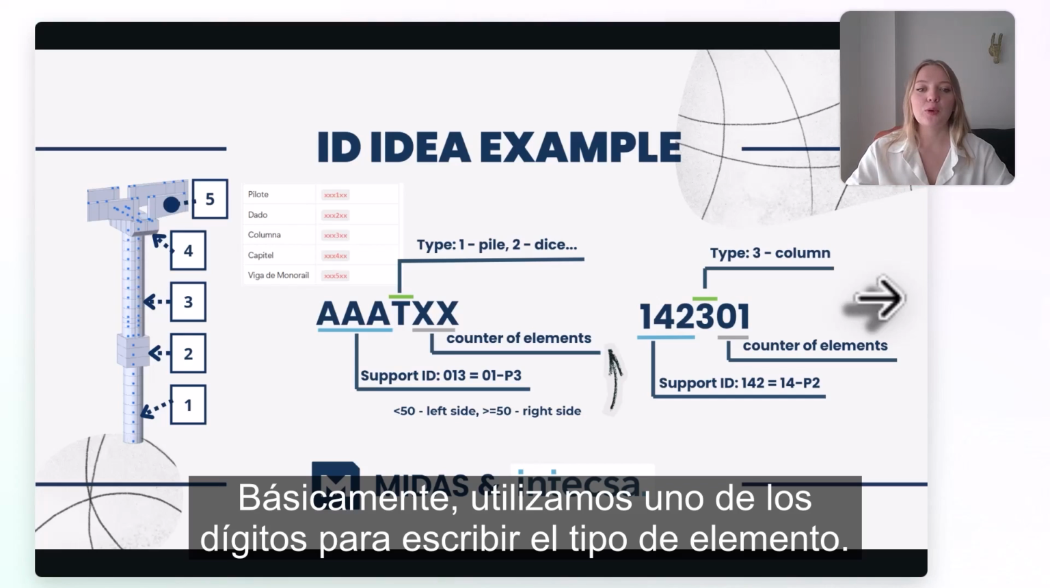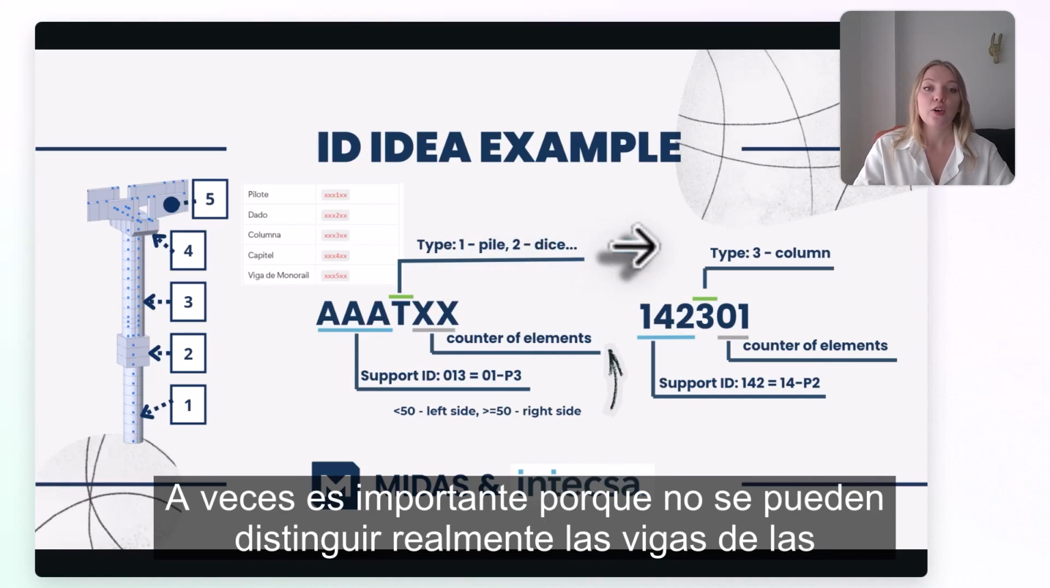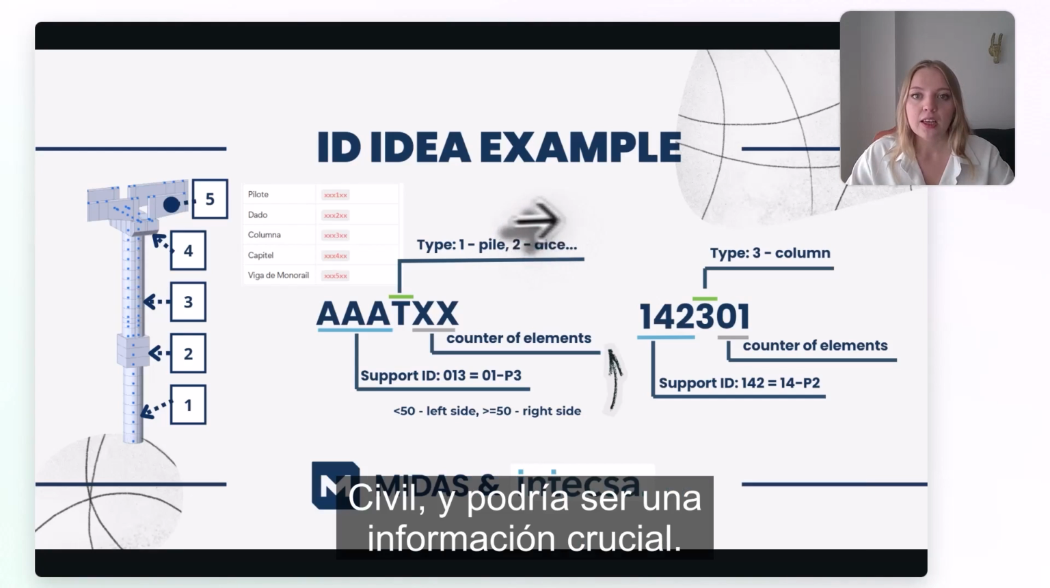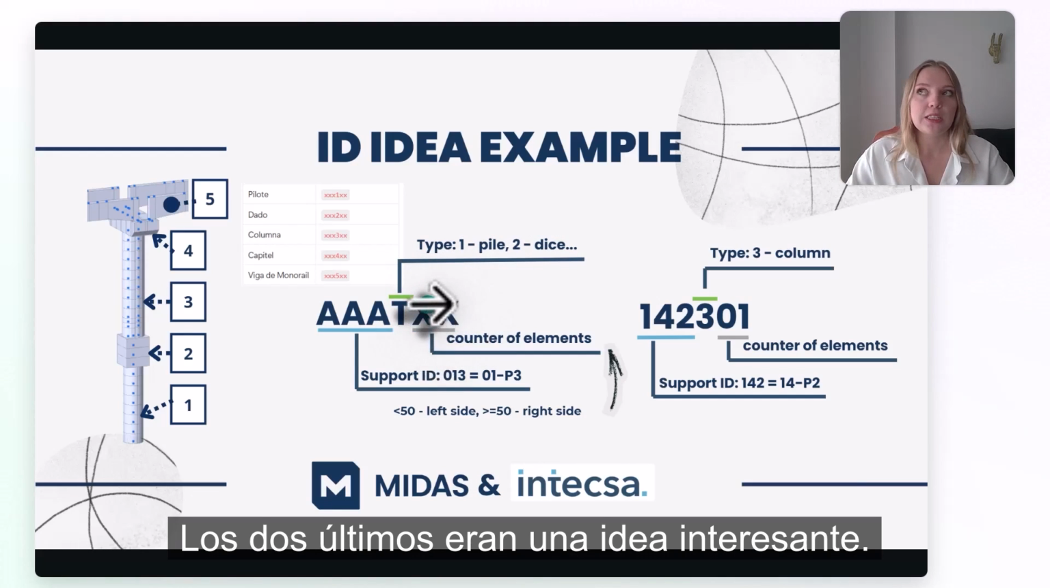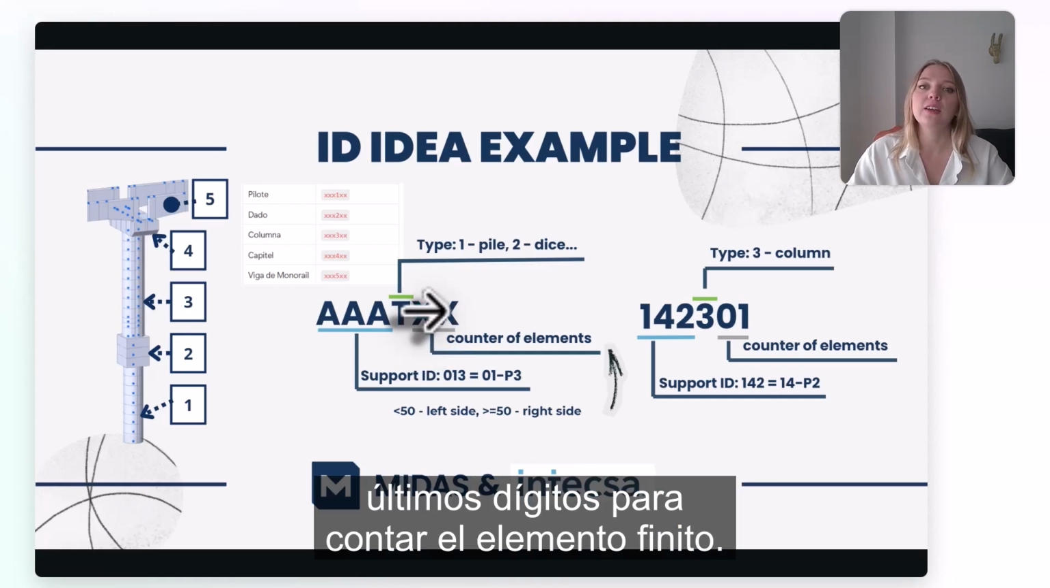So we basically used one of the digits to write down the type of the element. So it could be the pile, the dice, the column. Sometimes it is important because you can't really distinguish beams from columns, and they are all just of the type beam inside of MIDAS, at least Civil and X. And it could be crucial information. And the last two was an interesting idea, as we had to separate our elements into finite elements. We used the last two digits to count the finite elements.